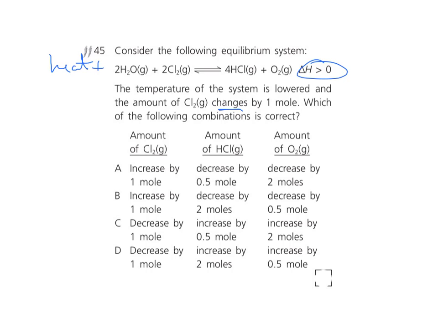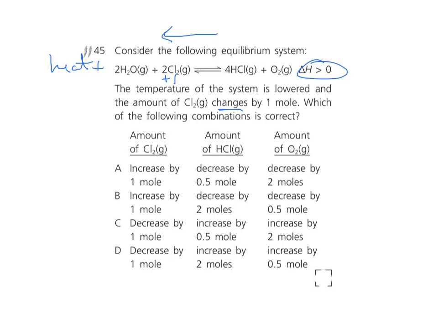Well, let's decide what direction the reaction will shift when we lower the temperature. If we lower the temperature, the system will try to produce some heat, so it's going to shift backwards. And now I can see that the chlorine is going to increase by 1 mole. It said it changed by 1 mole. Now we can see it increased because of that reverse shift.